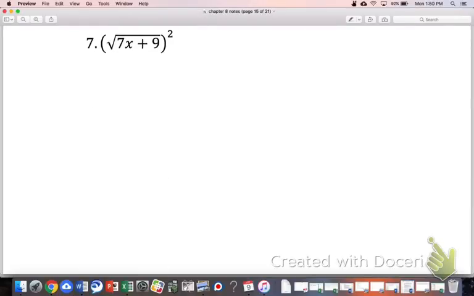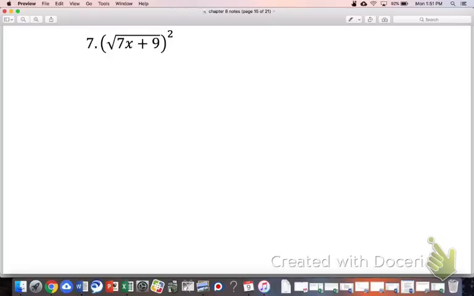So number 7 is the square root of 7x plus 9 squared. And kind of like we did before, it's a little more complicated, but I'm going to show you a couple ways you could do this. Here would be way number 1. I like this way a lot. How does a square root play with a squared? They cancel each other. They don't play very well, do they? They cancel each other out.